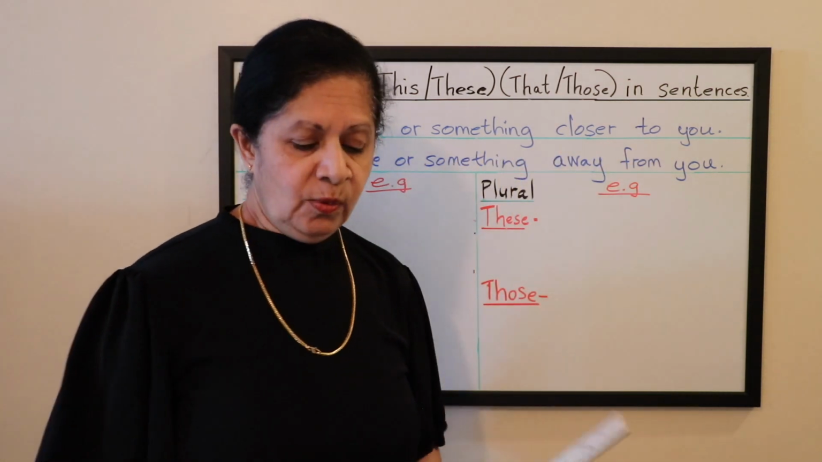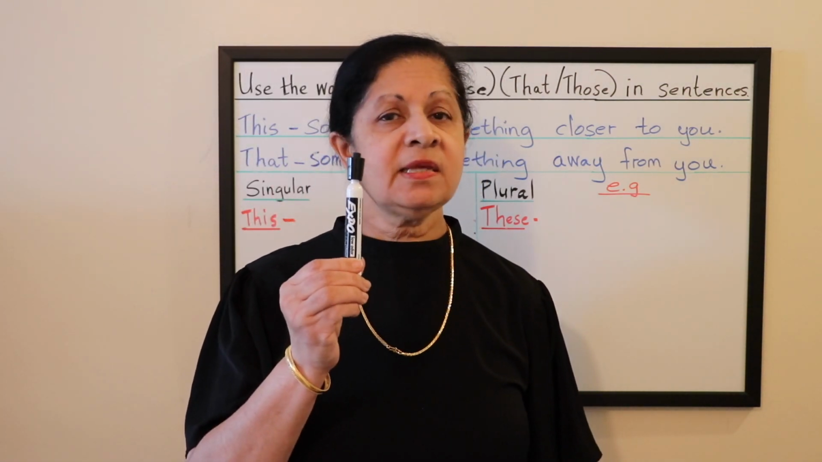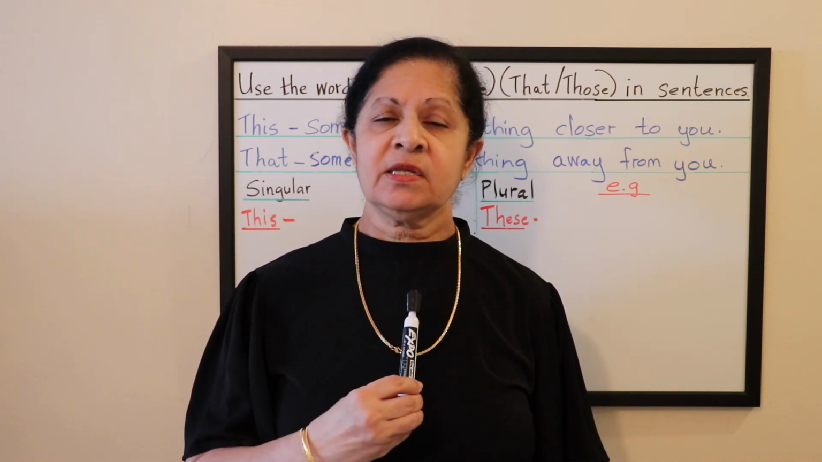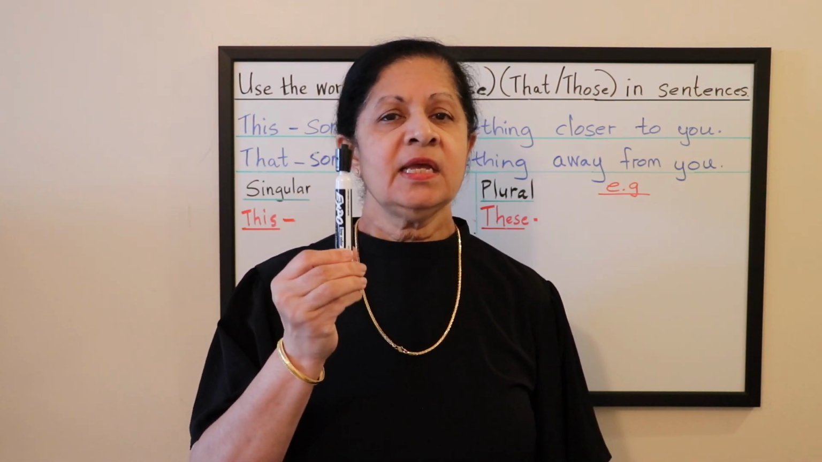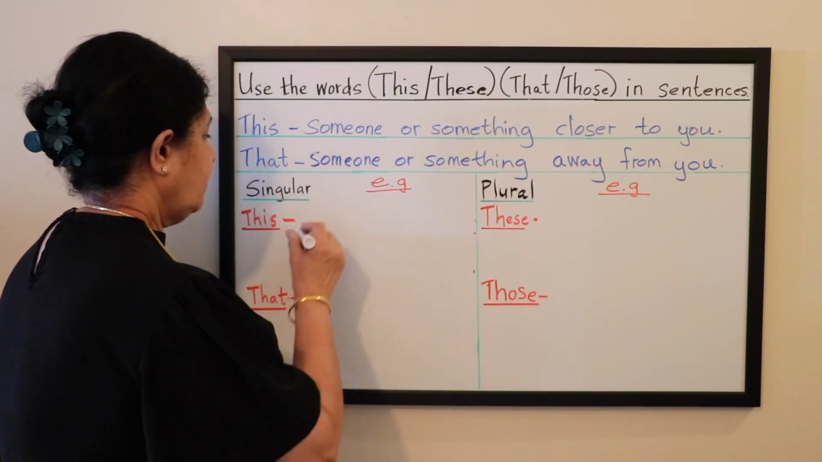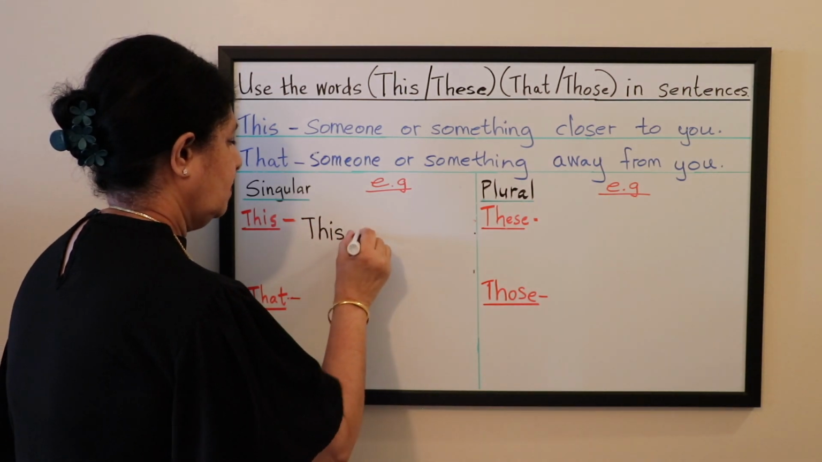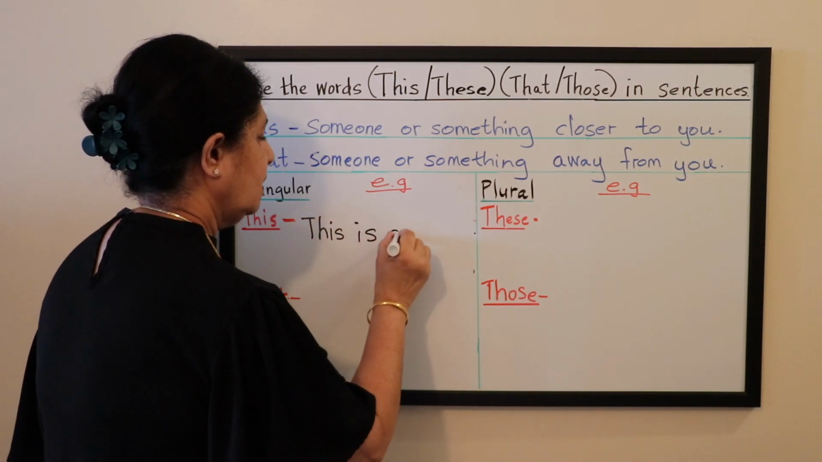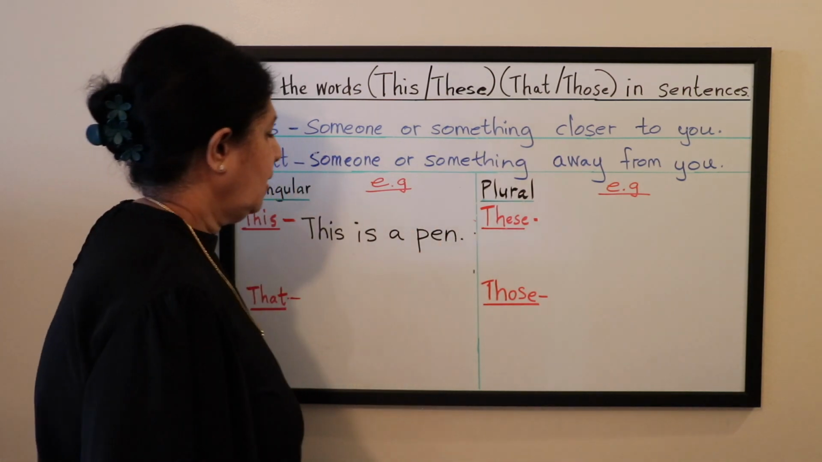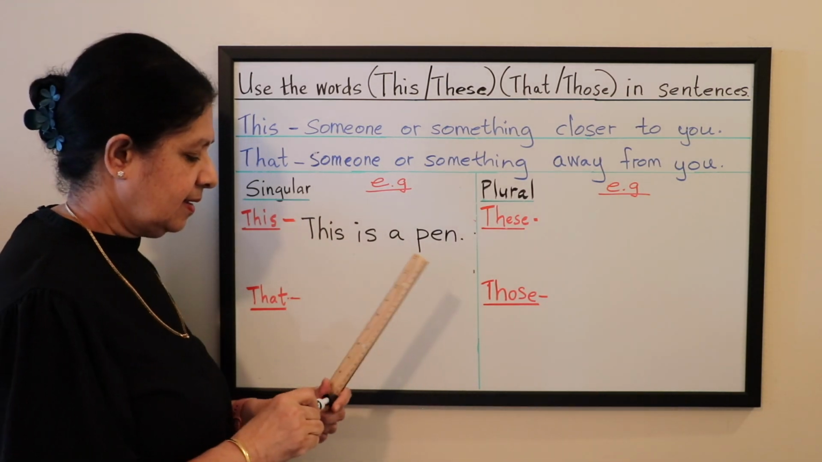Okay, we'll take a very simple example. This is a pen. Why do we say that? Because the pen is closer to me. This is a pen. So I'm going to put it on the board. This is a pen.